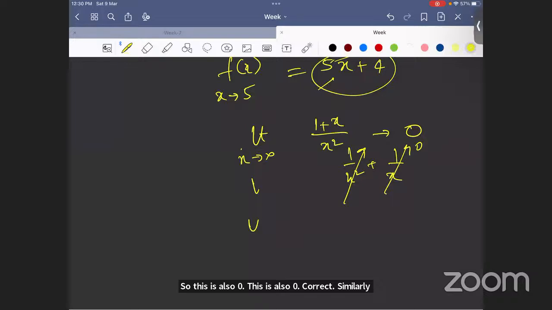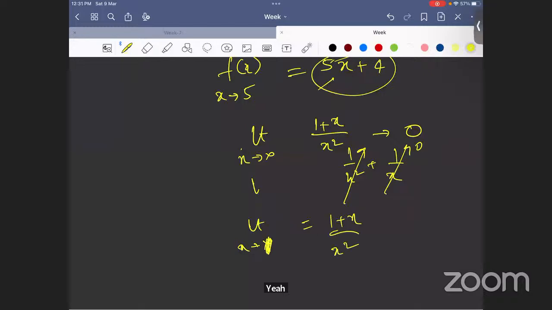Similarly, if you have a question like limit x tends to 1, and you have been given 1 plus x upon x square, then you can directly put the value. Why do you have to do anything, right? You can directly put it, 2 upon 1. This is 2. So this is the method.